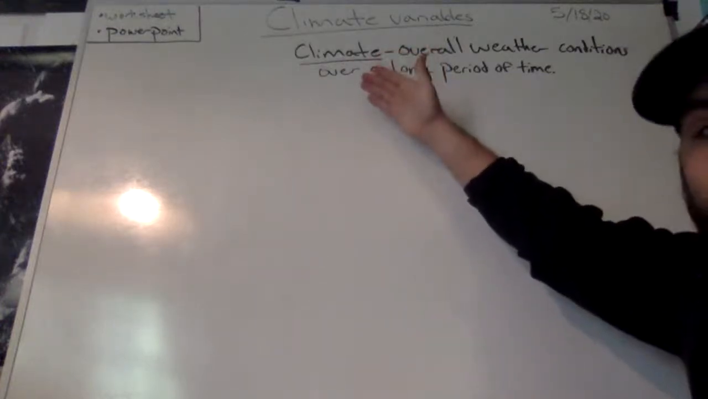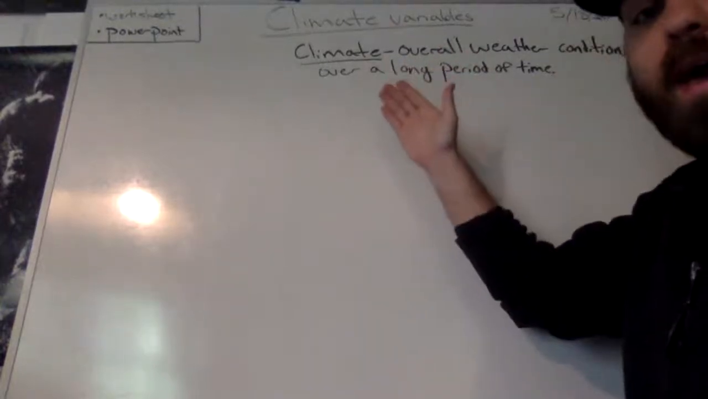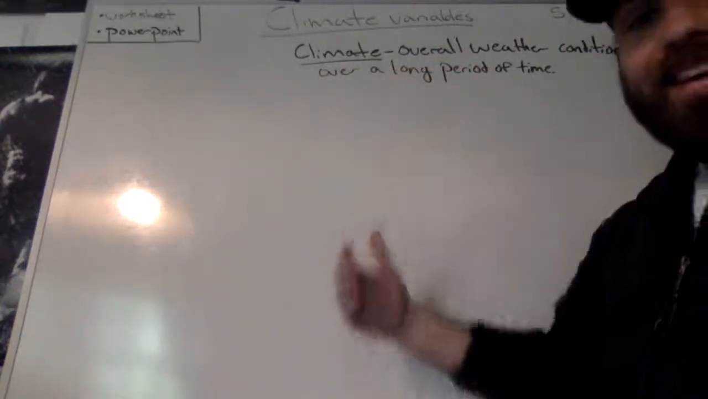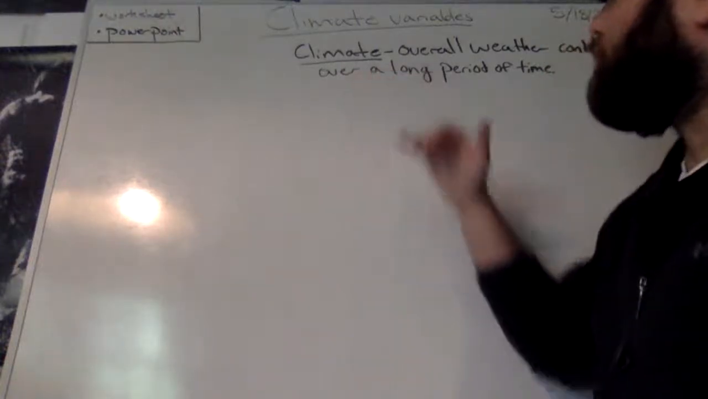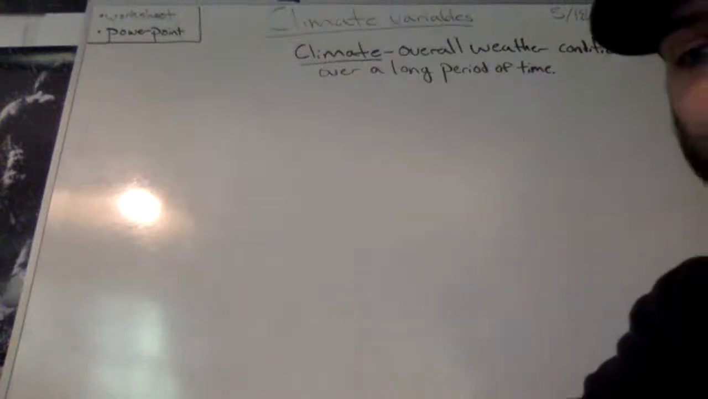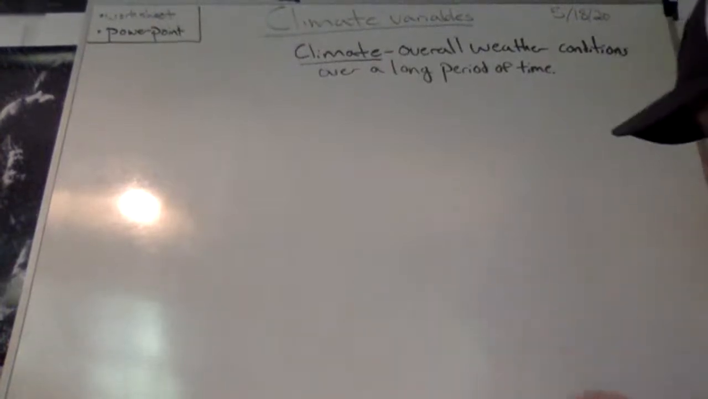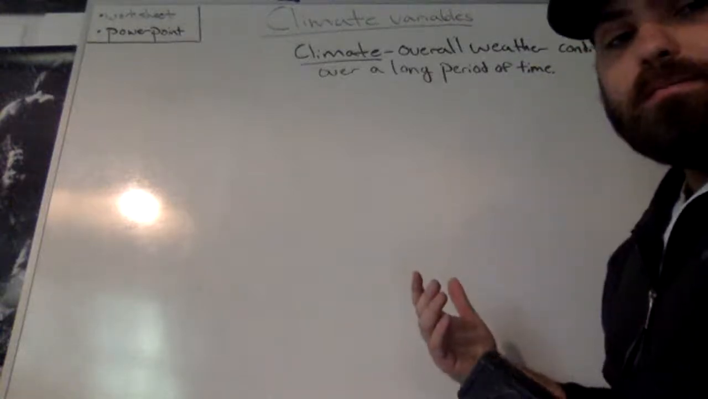Now, if you lived in the North Pole year round, you would just know that it's going to be a lot colder up there because the climate is Arctic. So that's pretty much what the climate is. It's what you know the weather's going to be year round. Okay, so there are 8 different things that affect our climate.